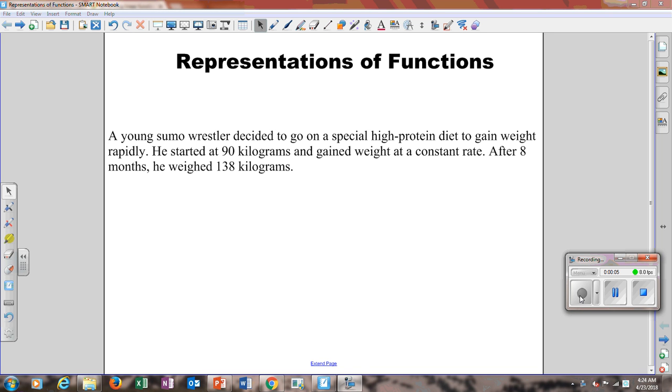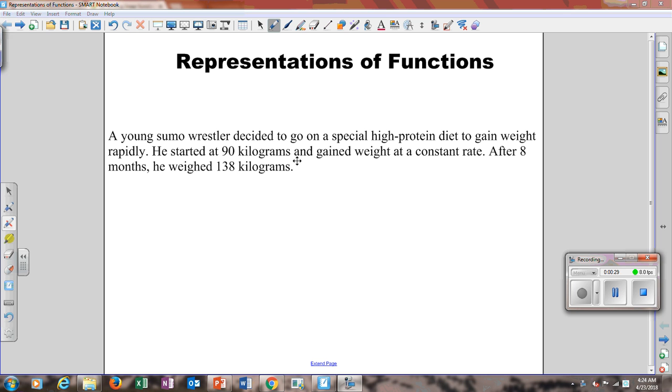Okay, this lesson is on representation of functions. So you can read through the problem. It's basically word problems for functions, all that good stuff. There's a bunch of different types, a bunch of different ways these questions are going to be asked. A lot of them are going to require you to be able to interpret how to write the problem.